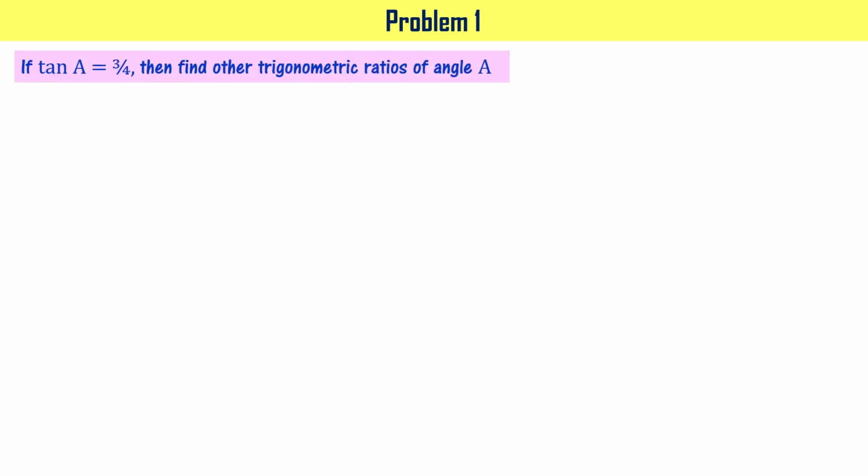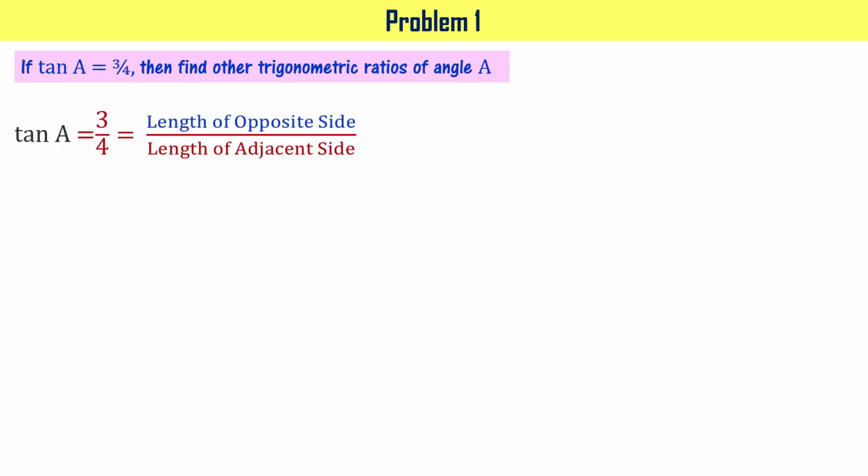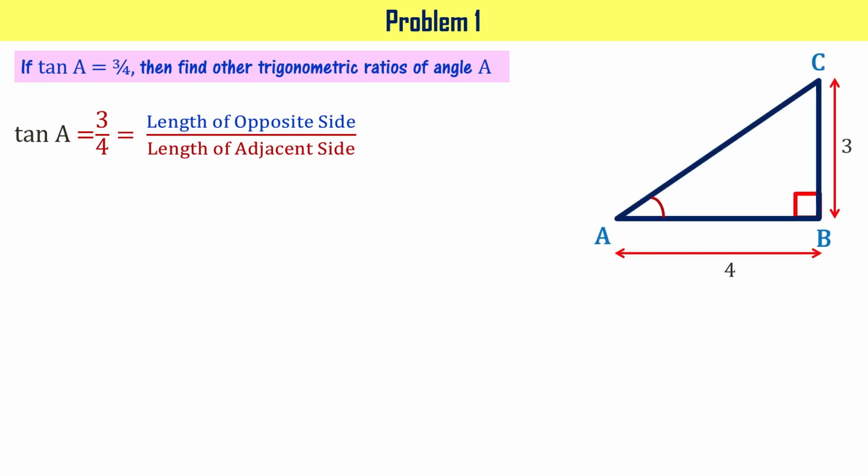Let's take a look at a problem based on this concept. If tan A is given, that is 3 by 4, then find other trigonometric ratios of angle A. We know that tan A can be written as length of opposite side by length of adjacent side, right? It means length of opposite side is equal to 3 units and length of adjacent side is 4 units, right? If you draw a right triangle, the figure looks like this. Here, angle A is the acute angle we have considered. Its opposite side is BC, that's length is 3 units, and its adjacent side is AB, that is 4 units, right?